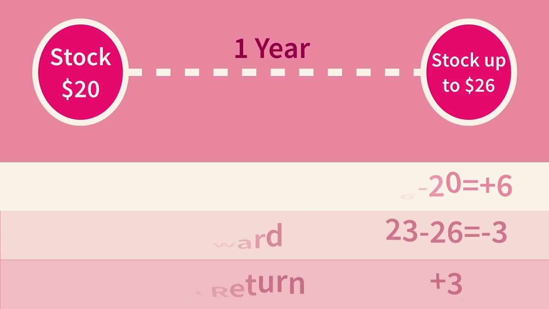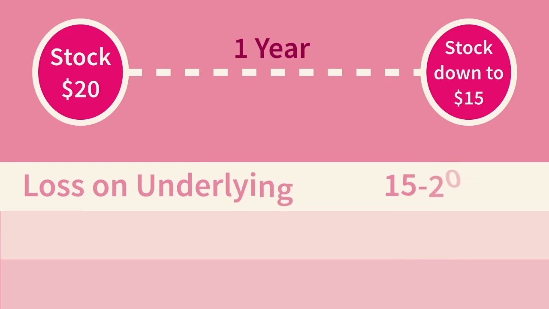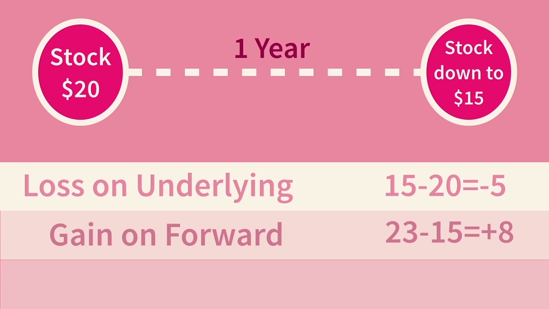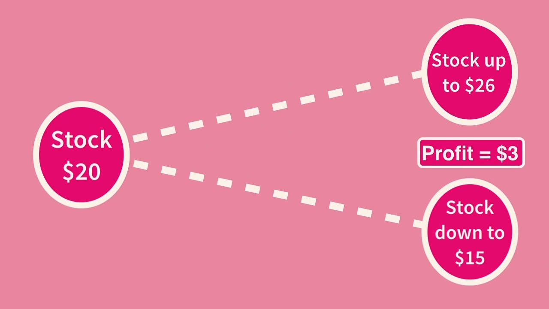What about if the stock price falls from $20 to $15? In this case, we have lost $5 on our equity position, but now we can go into the market, buy a share for $15 and deliver it against the forward in return for $23, meaning on the forward position, we earn $8. Again, the net result is a $3 gain. No matter what happens to the stock, this position is fully hedged and we are guaranteed a $3 gain. This $3 gain is the risk-free rate.